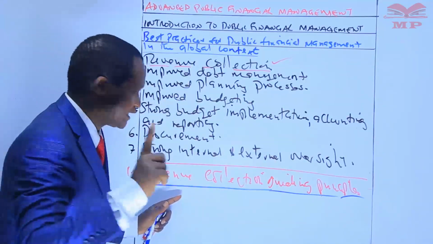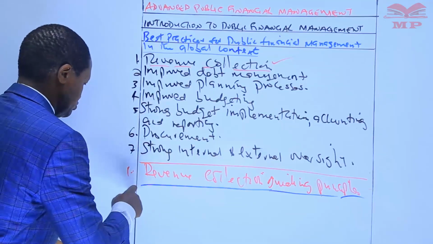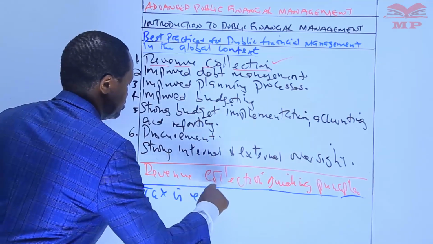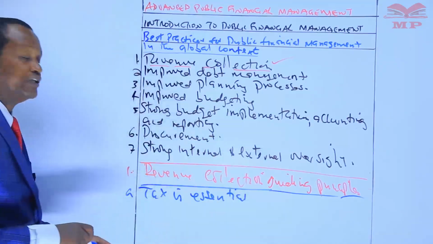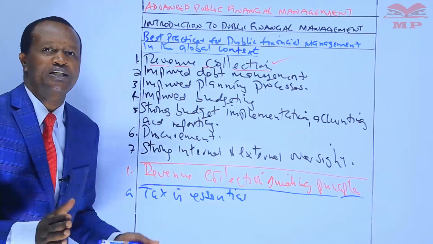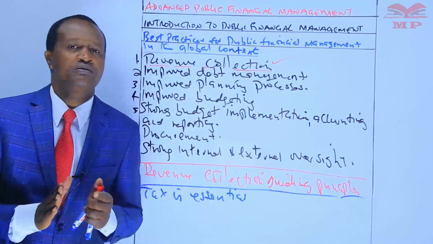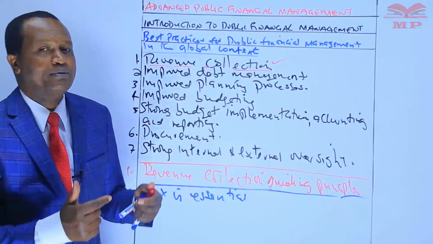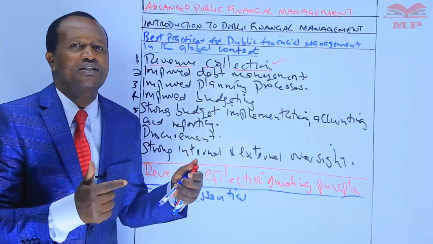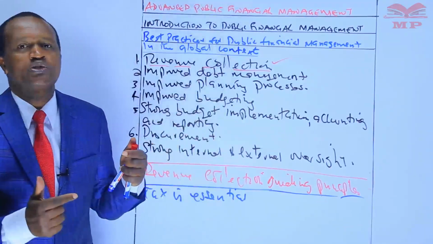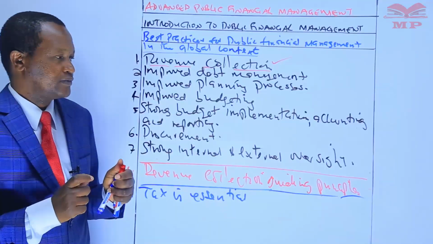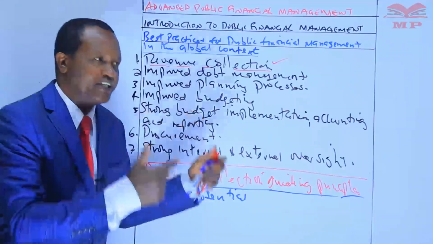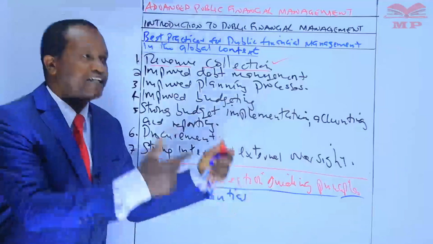Number one, tax is essential. Guiding principle number one, tax is essential. Tax establishes government's authority. That is to say, government legitimacy is expressed in its ability to raise tax and its citizens' willingness to comply. The legitimacy of a government can be tested by the fact that it can raise tax from the citizens and that citizens can pay willingly.